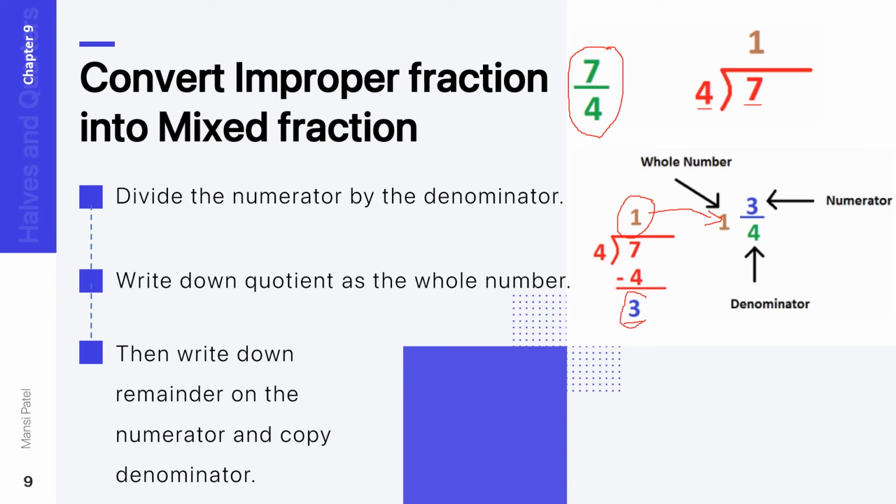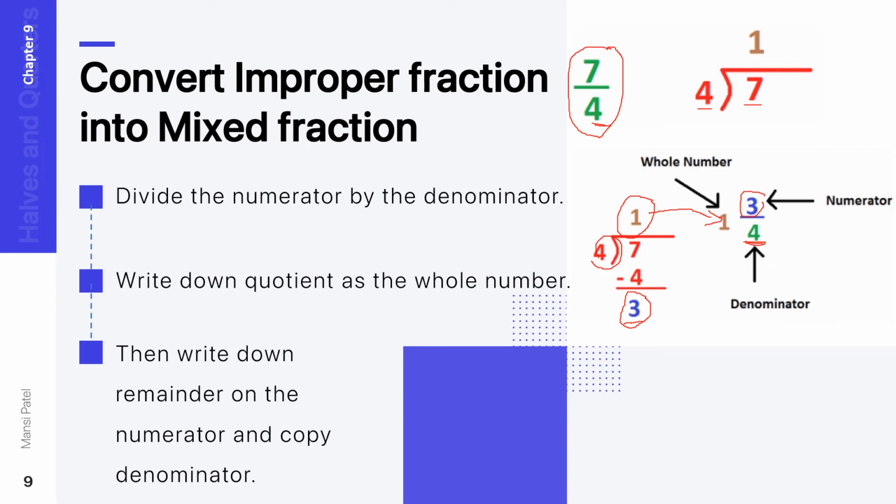Now 3 is your remainder. So you write down this 3 in the numerator. And what is your denominator? That is the 4. So you write down 4 as it is. Or we can say that this divisor 4 you write down in the denominator. So this way you convert an improper fraction into a mixed fraction.